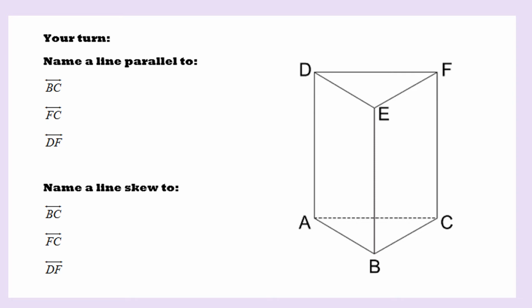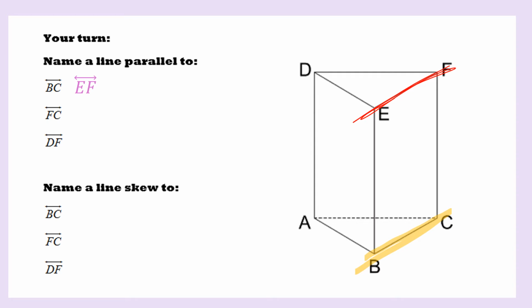Okay, for parallel to BC, obviously you can have different answers, but BC is right here. So we could have line EF, and that's pretty much it, because there are no other lines that would be parallel to this. The other ones would all intersect or be skew to it.